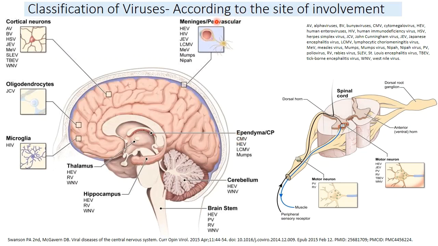If we consider the meninges, it must be noted that the meninges is characteristically affected by human enterovirus, human immunodeficiency virus, Japanese encephalitis virus, mumps and Nipah virus, whereas the cortical neurons are affected by the alphavirus, the Bunyavirus, Herpes simplex virus, and even the Japanese encephalitis virus. We must also remember that the West Nile virus also affects the cortical neurons.